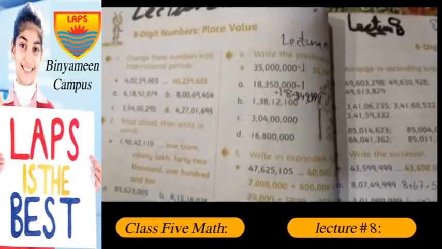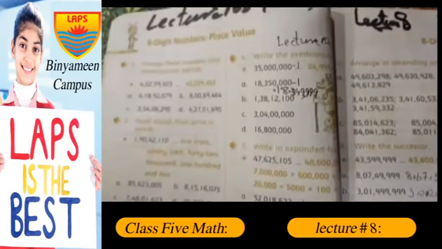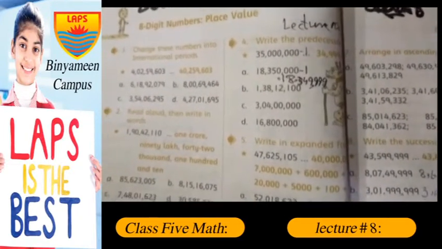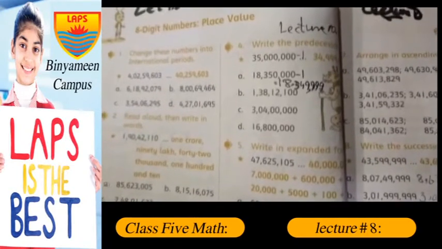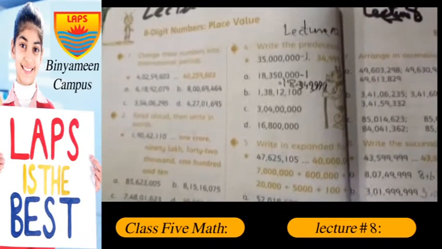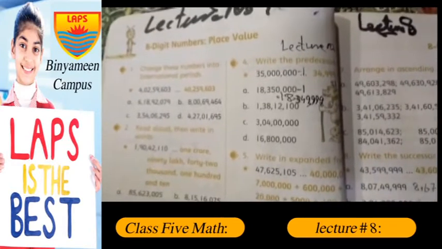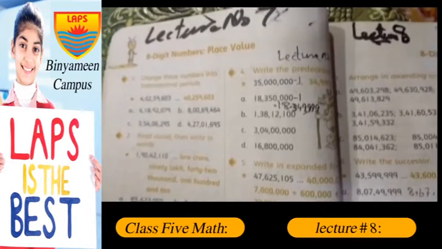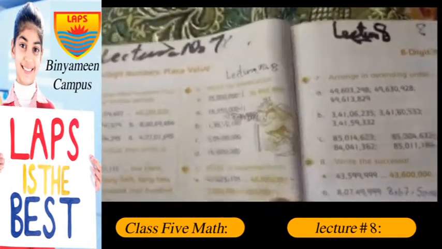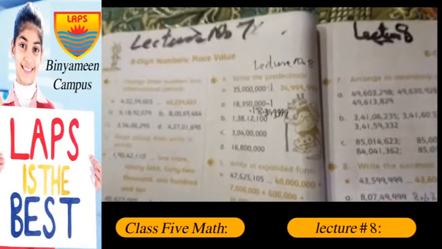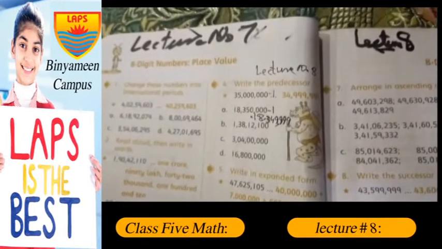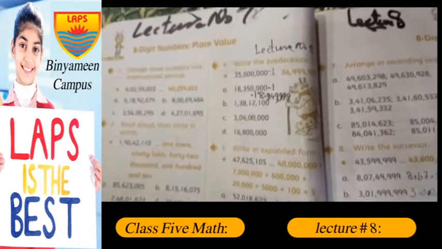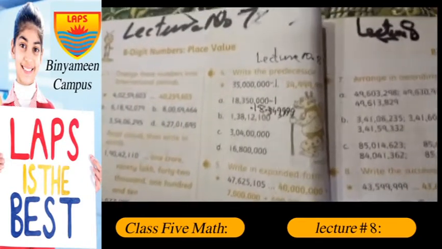Question number 4. Write predecessor. If you find the predecessor of any number, you subtract 1 from the real value. The real value is 35000, 00. Subtract 1 from this value. You get the value 34999.